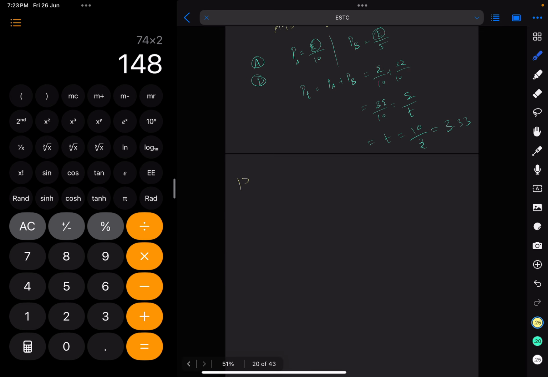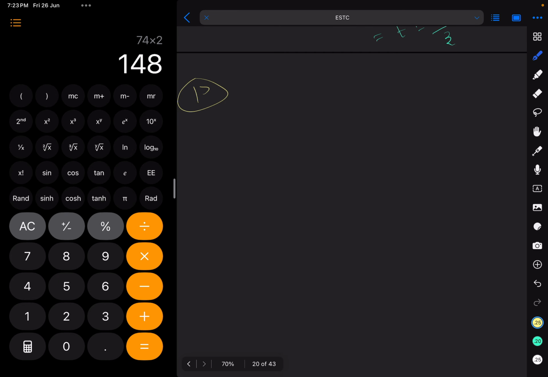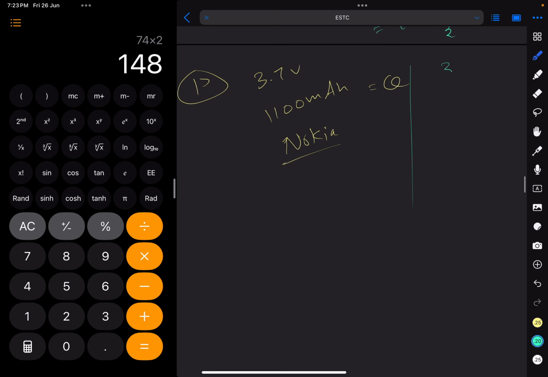15th question. This question is somewhat good, I feel. Nokia battery: 3.7 volt, 1000 milliampere hour, remember, this is charge. Comparing it with the iPhone: 3.7 volt, 1560 milliampere hour. They both are charged from 35% to 40% from the same charging source. Find out which model takes more time to charge.